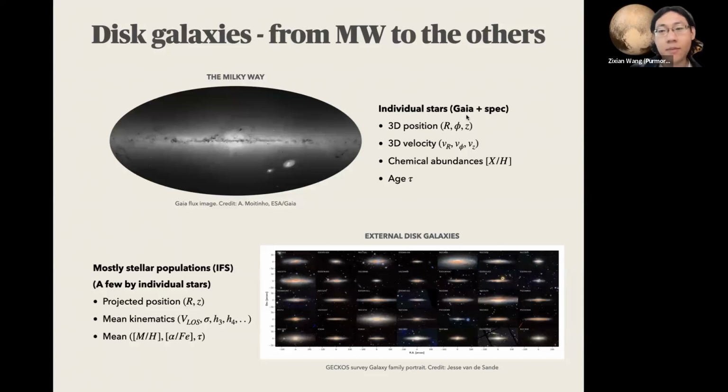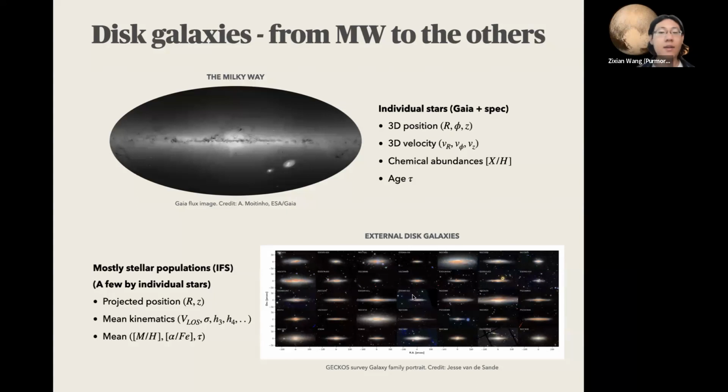surveys or telescopes, for example, Gaia with other spectroscopic surveys, to measure the stellar objects in really nice detail. We can get their 3D position, 3D velocity, and we can measure more than 20 chemical abundances, and we can use all this information to infer the stellar age and do what we call galactic archaeology. So that's very nice, that's brilliant.